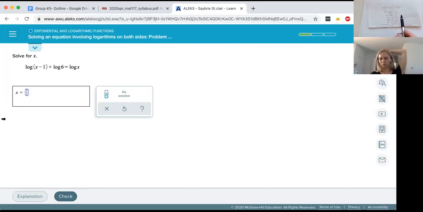Let's just double check this. I don't want to go backwards. There's 6x minus 6 plus 6 minus x. That should be good. 6 over 5. Okay.